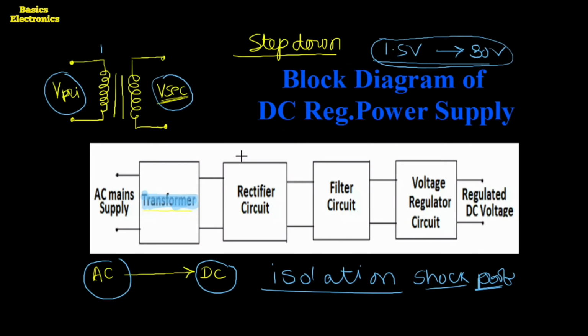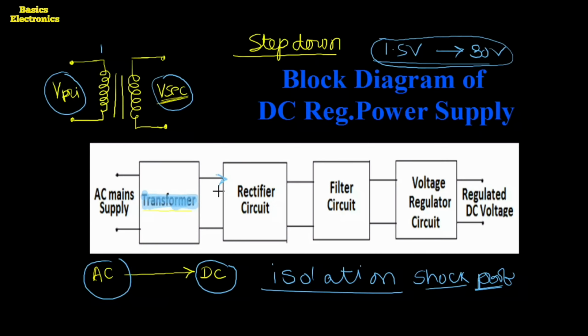We also use the transformer because if we directly convert the AC supply, or if we do not use the step down transformer and instead use a step up transformer, or a transformer which provides the same secondary voltage as the input, then it is hard to reduce it to 1.5 volts. Therefore, here we use the step down transformer.